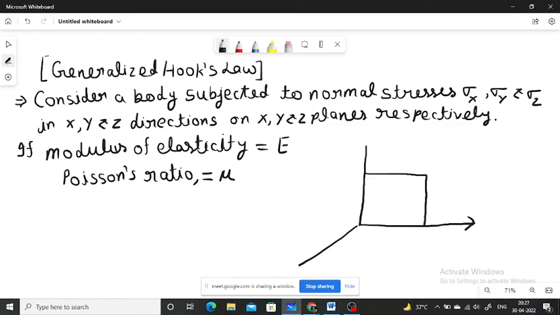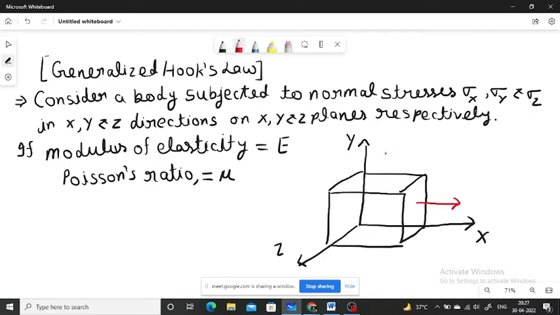Consider a body in a three-dimensional space subjected to three normal stresses, sigma x, sigma y, and sigma z, in x, y, and z direction. Sigma x, sigma y, and sigma z on x, y, and z plane.